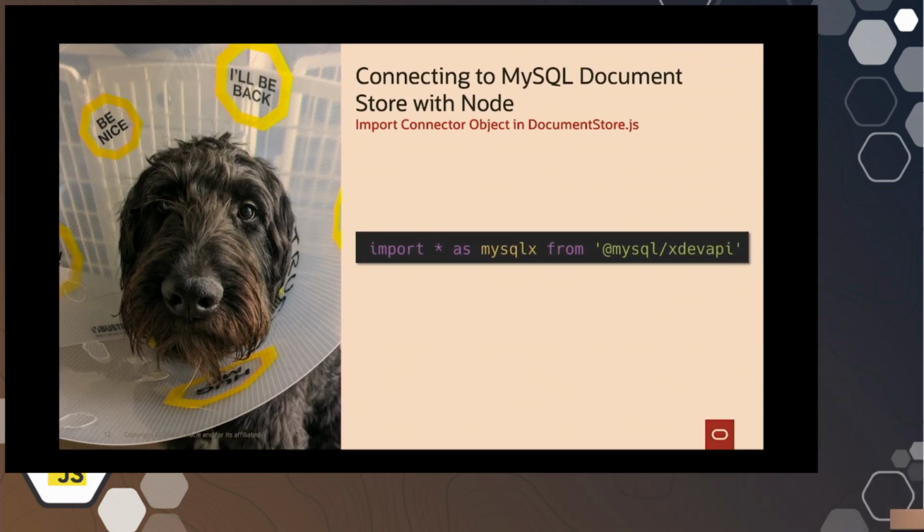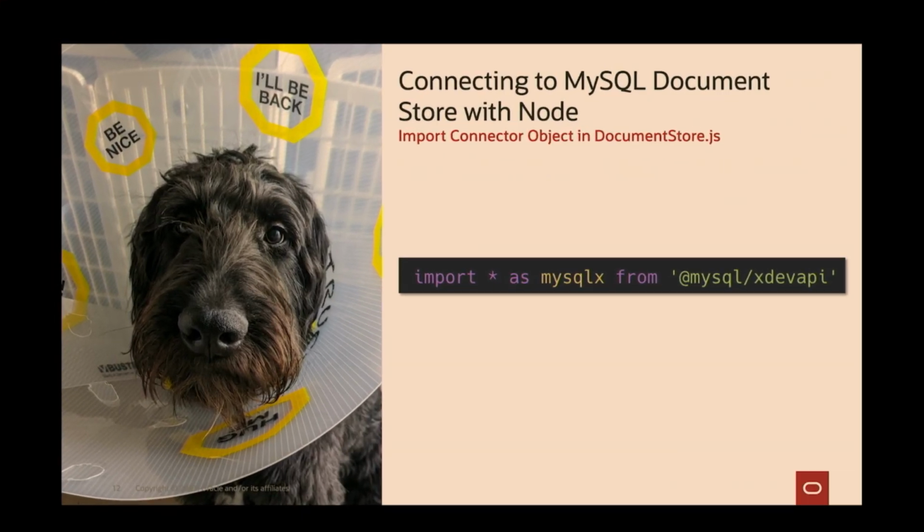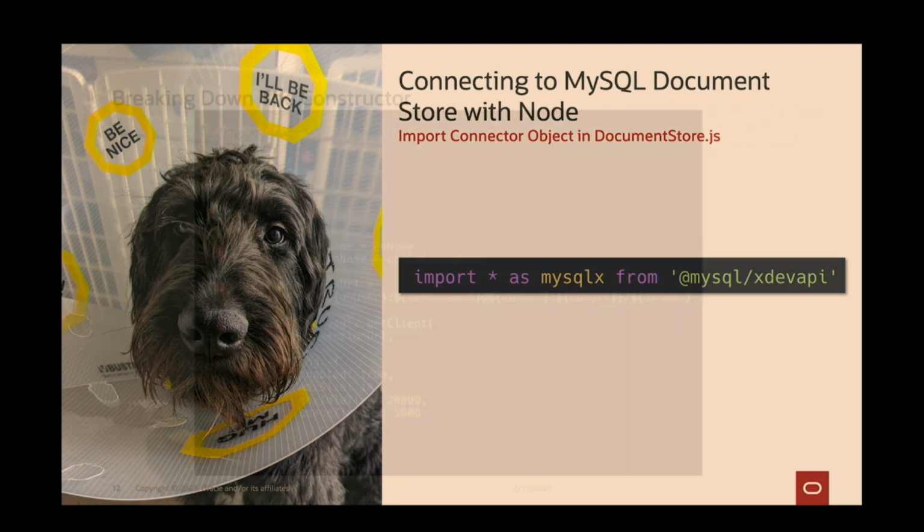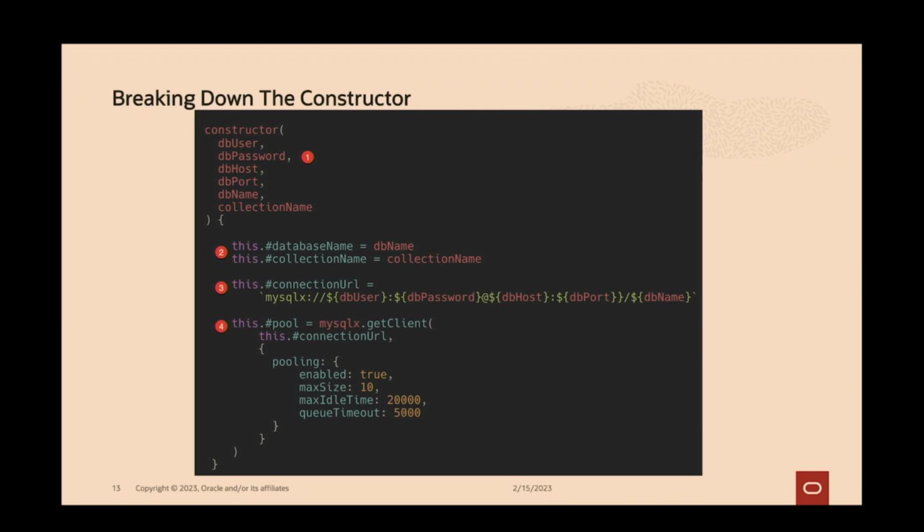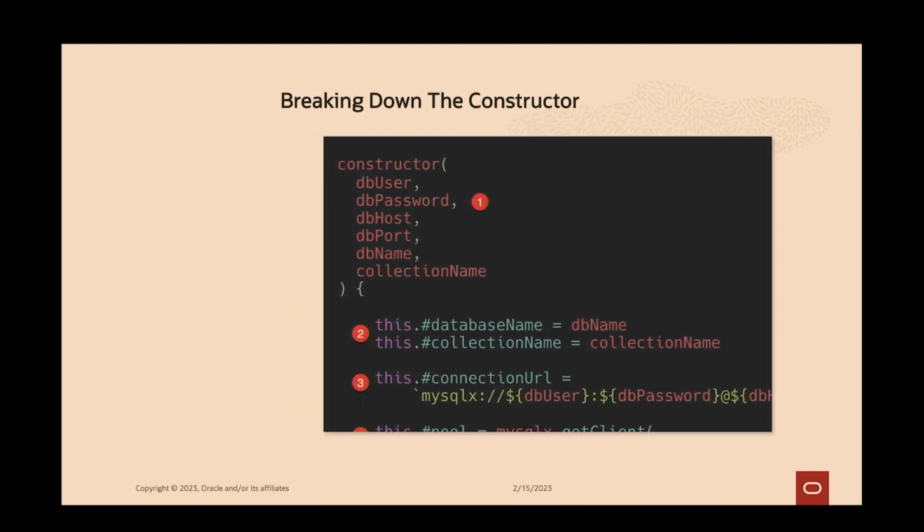Okay, so now we're in DocumentStore.js. We're actually in the class file, and we're going to break down the code on how we actually import everything and use everything. So the first thing we do is we import star as mysqlx from the plugin. And that's our constructor. I'm going to break this down in smaller bits of code.